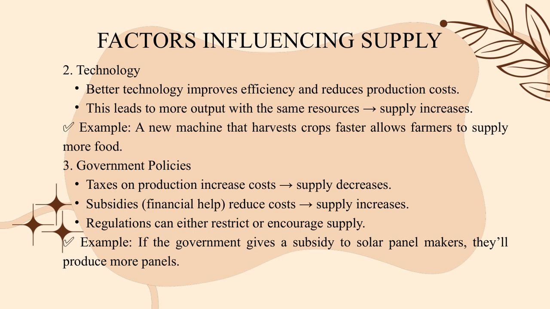Now moving on to government policies, these play a crucial role as well. When taxes on production go up, the costs for producers increase, which often leads to a decrease in supply. On the other hand, subsidies or financial help from the government can lower costs and encourage more production, thus increasing supply. Regulations are also important. They can either restrict supply or encourage it, depending on how they are designed.